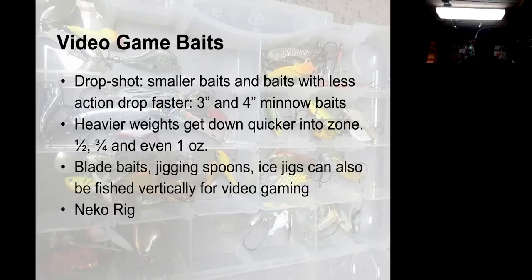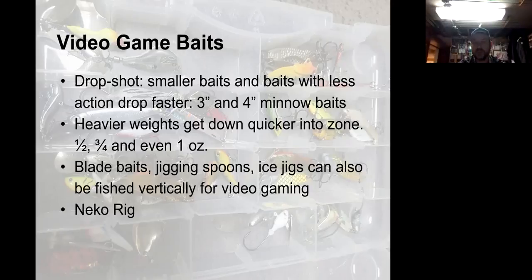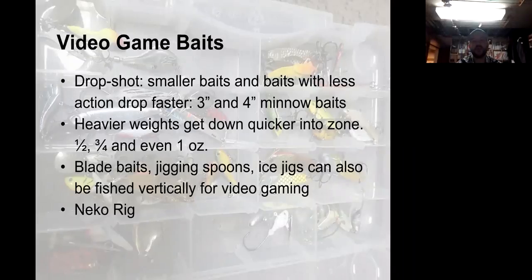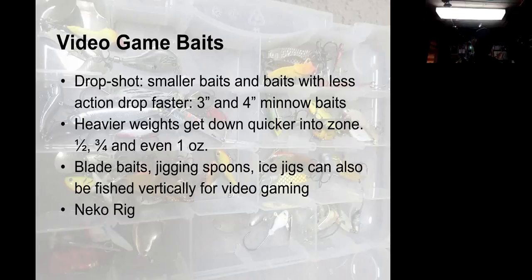So typically smaller baits, you know, 3 and 4 inch minnow baits. And when I drop shot and I'm vertically fishing, I use a wacky rig a lot, and I use some bigger baits. But with this technique, you want something that's streamlined, that's going to get down there quickly. A wacky rig or bulk of your bait is not going to sink down as quick. And again, that's going to affect how soon you can get your bait into what you're seeing on the screen.